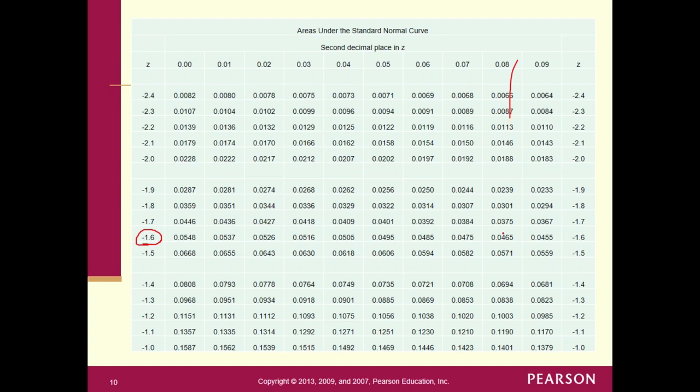Negative 1.68. We're down this column right here. There's our p-value. Negative 1.68, 0.0465. There's your p-value. There's your probability value. Left-tailed, just look it up.